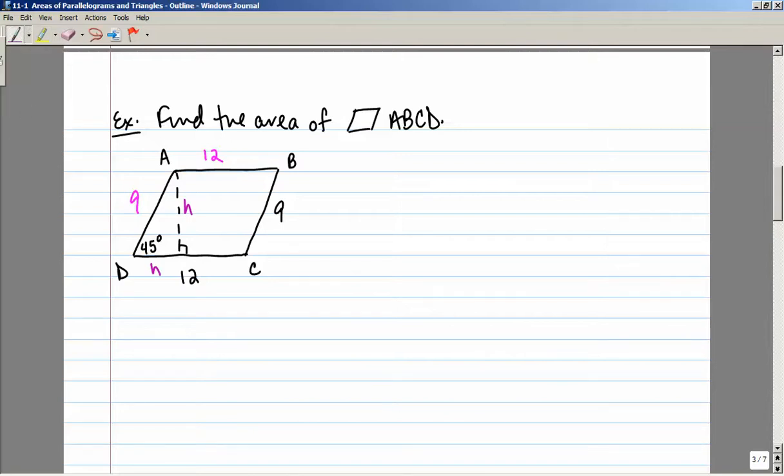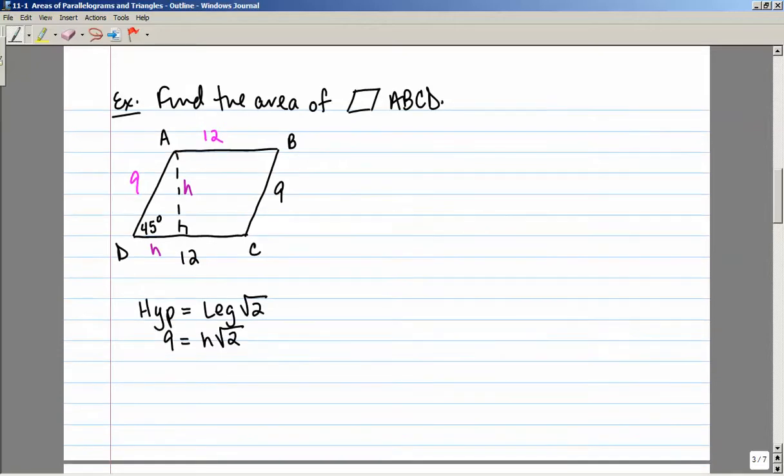So I'm going to use my formula from chapter 8, I believe it was, that says that the hypotenuse of a 45, 45, 90 is equal to the leg times the square root of 2. In this case, the hypotenuse of that triangle is 9. My leg is h times the square root of 2. Solving that for h by dividing both sides by square root of 2, my height is 9 over square root of 2. Rationalizing the denominator, my height is 9 square root of 2 over 2. And I'm going to leave it at that for right now. So that's this value right here.